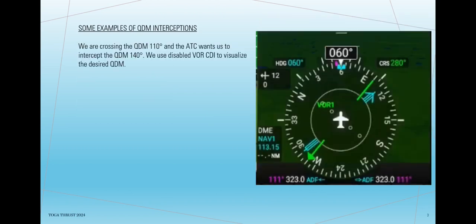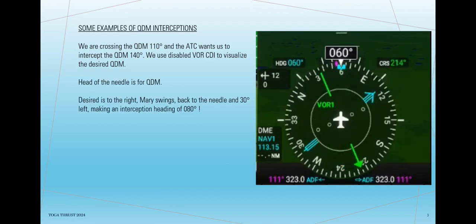We are crossing the QDM 110 degrees and the ATC wants us to intercept the QDM 140 degrees. We use the disabled VOR CDI to visualize the desired QDM. Head of the needle is for QDM. Desired is to the right. Marie swings back to the needle and 30 degrees left, making an interception heading of 080 degrees.